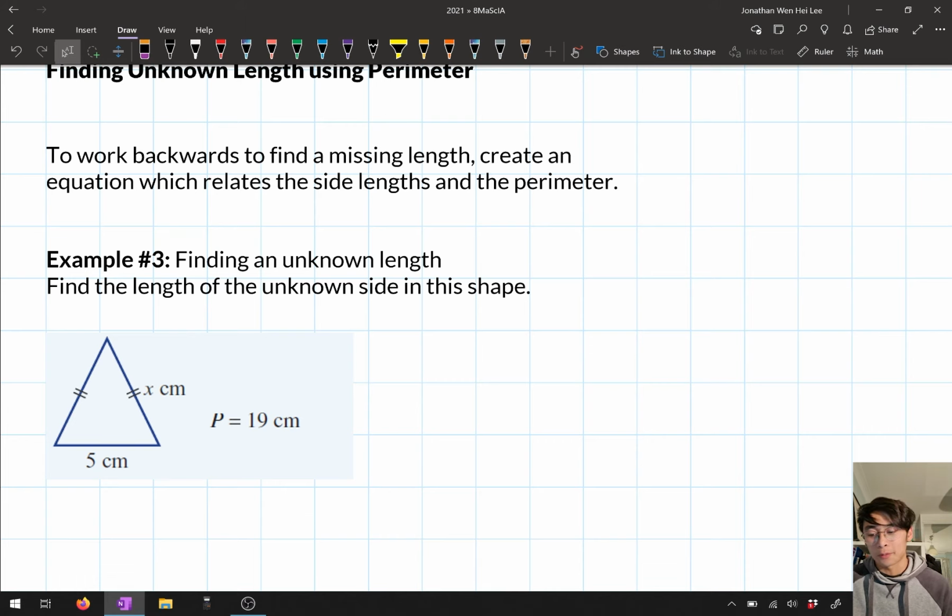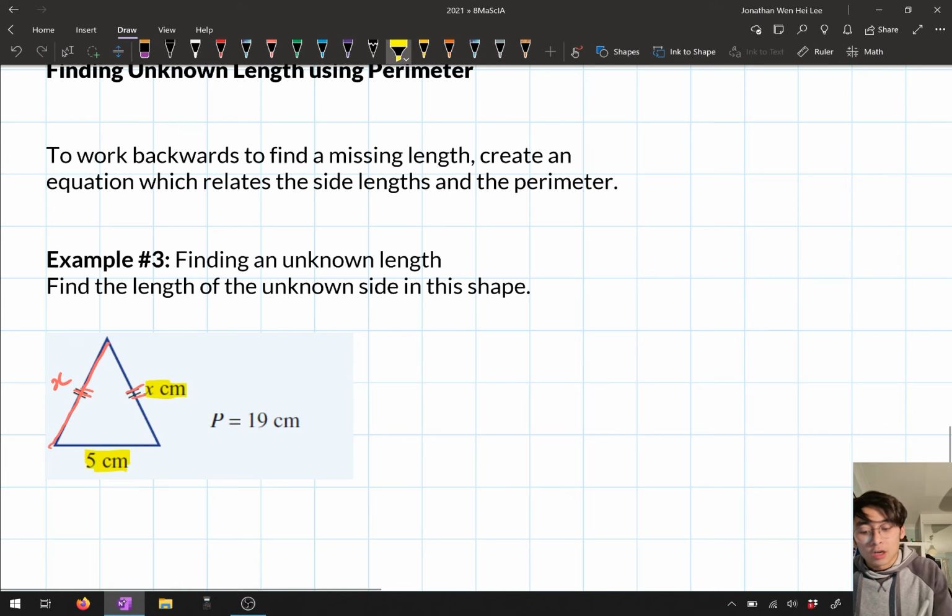So let's have a look at this example. Find the length of the unknown side in this shape. So if you look, we have a triangle here and we've got 2 sides. We've got 5 centimeters and we've got x centimeters. We don't know what x is. Now, once again, we've got this missing side here. We don't know how long this side is, but if you have a look at my dashes, they've got 2 dashes here. This has got 2 dashes here. So that tells me that this red side over here is going to be x centimeters long.